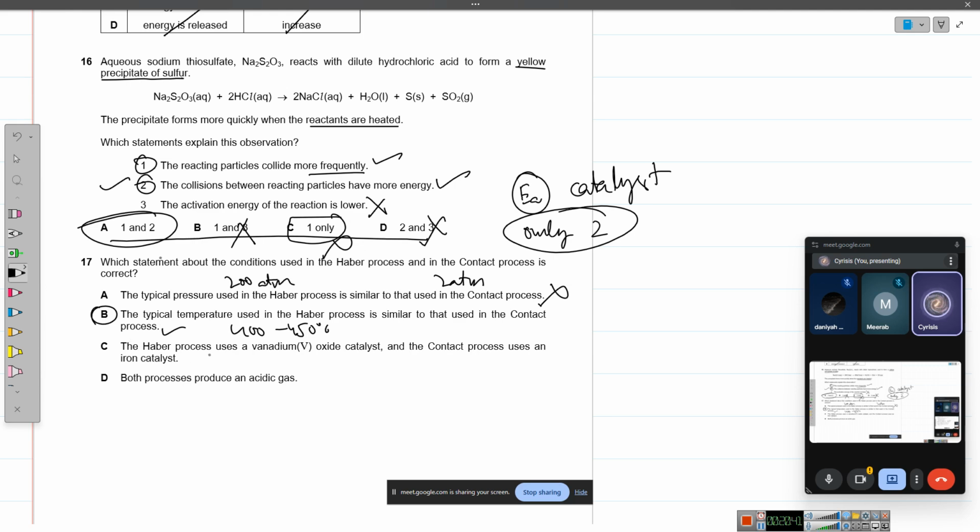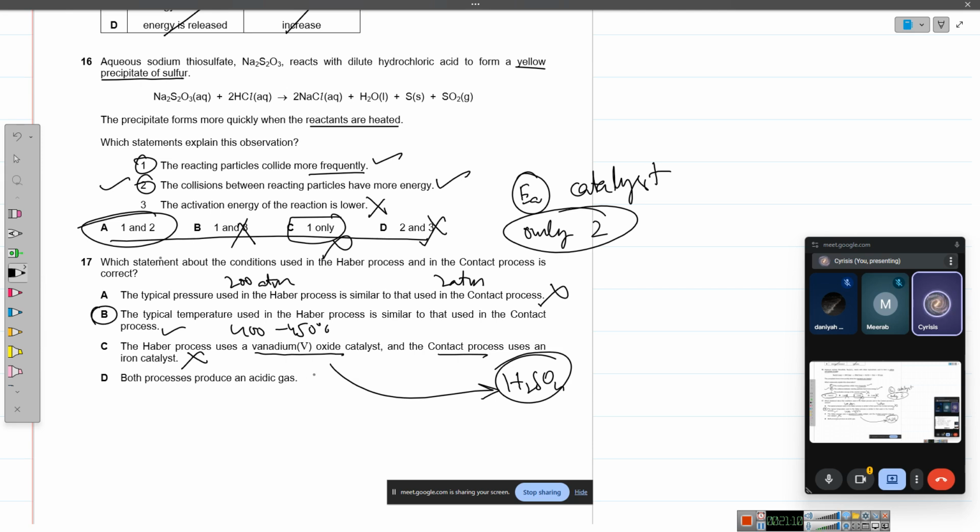The Haber process uses vanadium oxide as a catalyst and contact uses iron. No, that's the opposite, right? Because if I use iron in the contact process, H2SO4 will immediately dissolve iron and the catalyst would be gone. So we use an inert catalyst for this one. If you read the book, this is called an inert catalyst. And iron is used for ammonia or the Haber process. The reason being, ammonia is a base, so it will not affect iron at all, right?